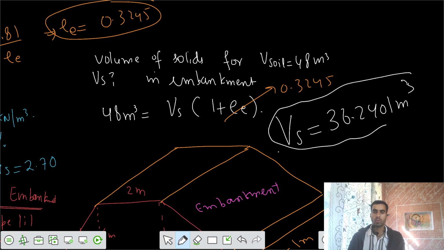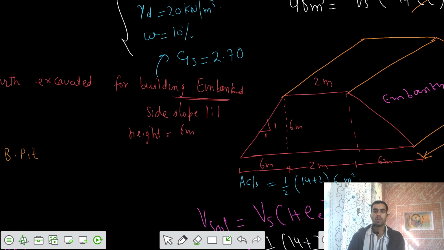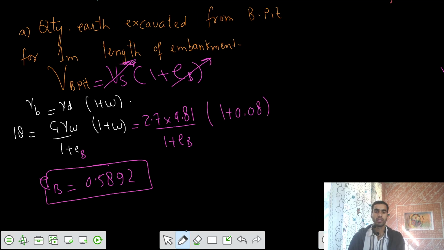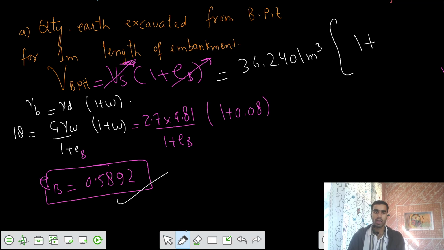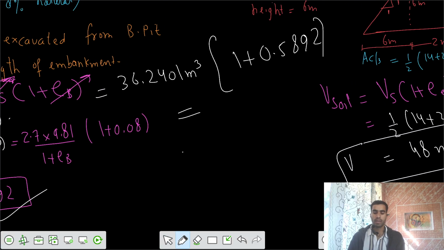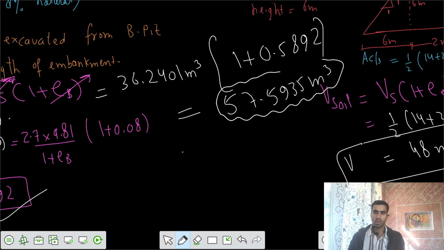So for this much volume of solids, how much volume of soil do I need to excavate? For that I would write the equation: 36.2401 meter cube of volume of solids into 1 plus e borrow pit, that is 0.5892. So the volume of soil of the borrow pit to be excavated comes to be 57.5935 meter cube. So this is the volume of soil we need to excavate from the borrow pit.